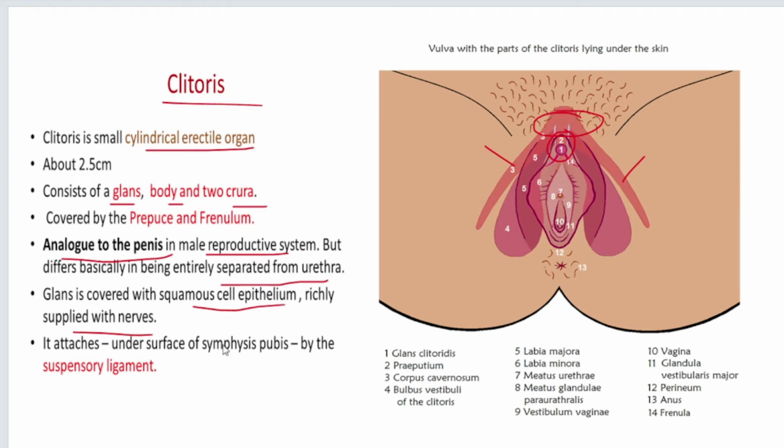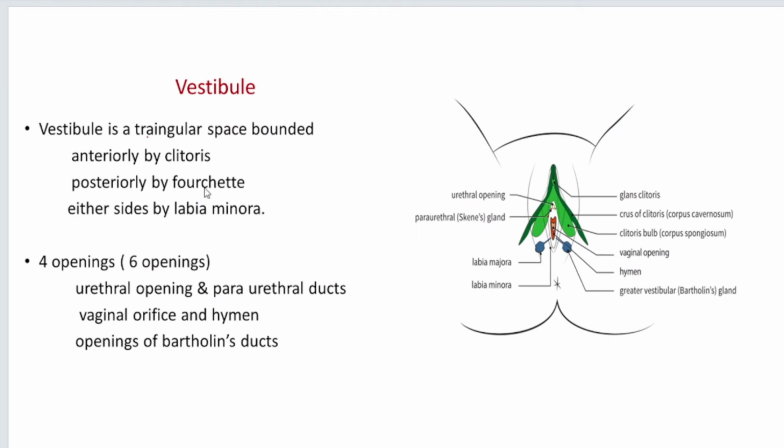Its undersurface is attached to the symphysis pubis by the suspensory ligament. Please remember, this may be a question in the exam. Then come to the vestibule. The vestibule is a triangular space bounded anteriorly by the clitoris, posteriorly by the fourchette, and laterally, on either side, by the labia minora. What is the importance of this vestibule?